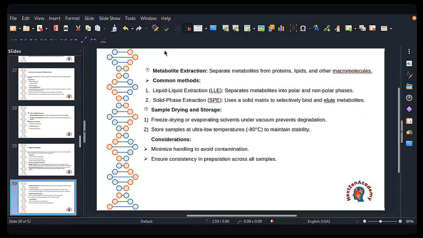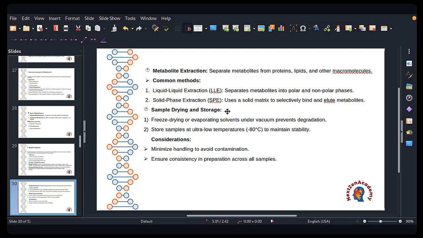Then metabolite extraction: separate metabolites from proteins, lipids, and other macromolecules. Common methods are liquid extraction, where you use polar and non-polar phases to separate metabolites into polar and non-polar phases. Then you can use solid phase extraction, using a solid matrix to selectively bind and elute metabolites, right?